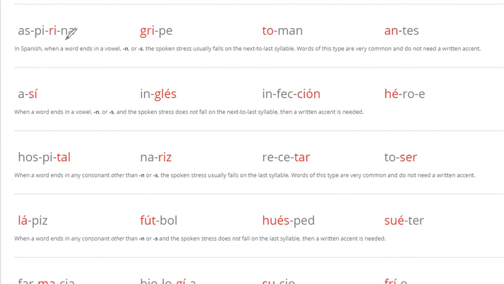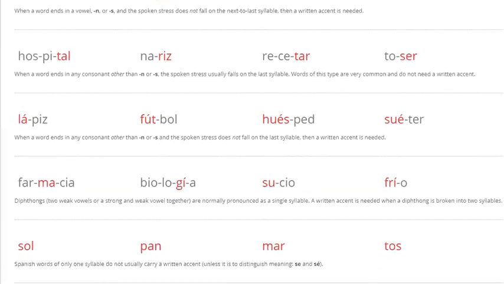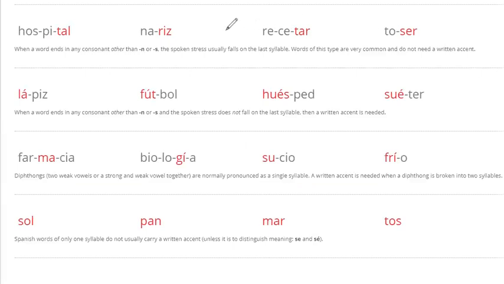So here, on these words right here, these all follow the rules. The stressed syllable is on the second to last syllable. Good. Here, these words end in a vowel, N or S, but they're not stressed on the second to last syllable, and since it breaks that natural rule, we write accent marks on them. If you need more information on this, go back and watch that other video that I have. That's not what this video is for.